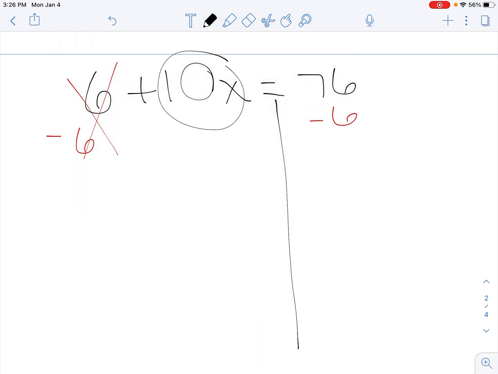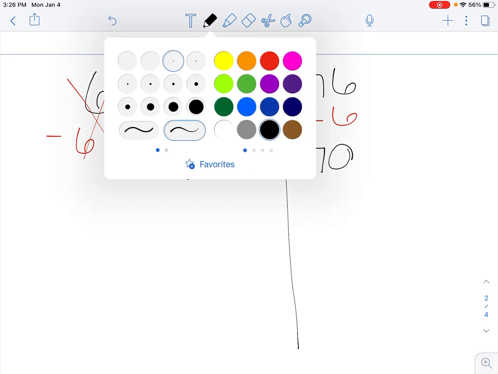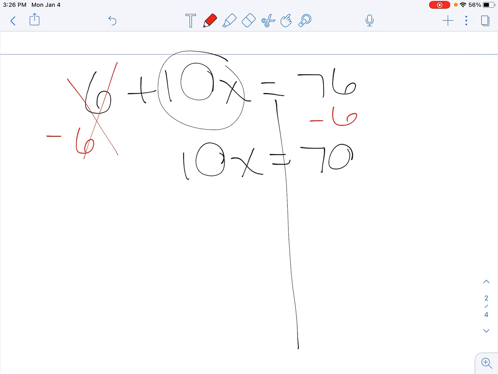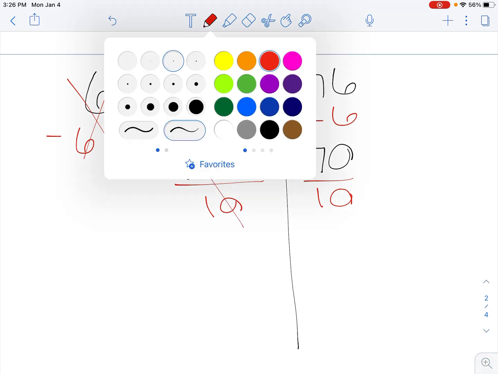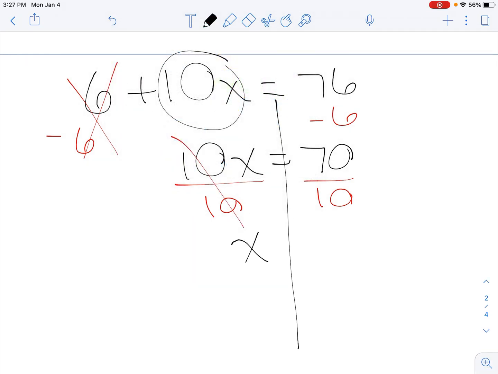So all I have left over here is my 10x. So 10 times what equals 70? We're going to do the inverse operation to get rid of the 10. Opposite of multiplying by 10 is dividing by 10. Show me your cancellation on the left. X equals 7. Box your solution.